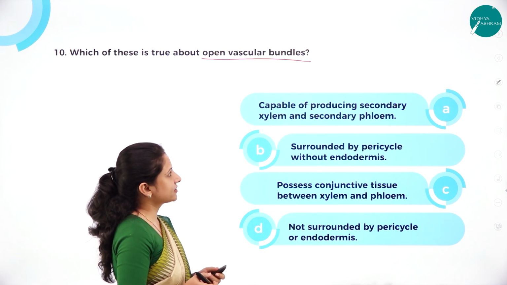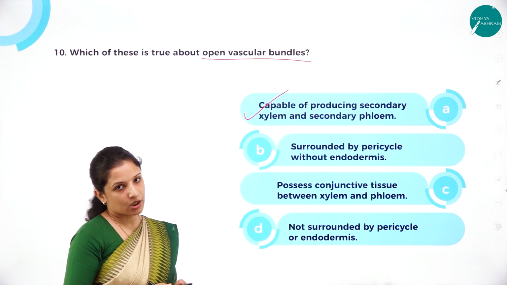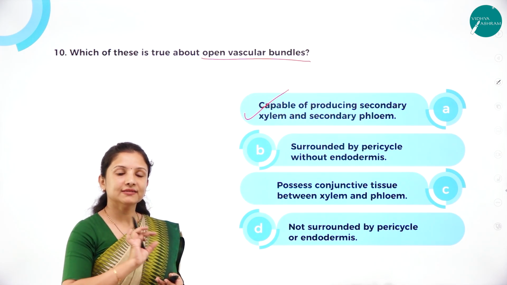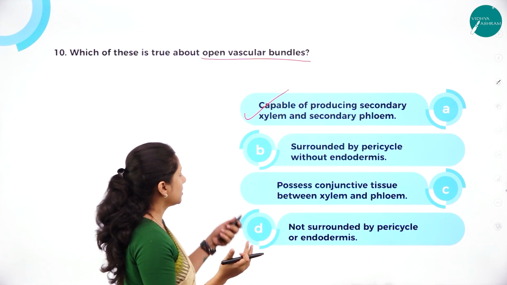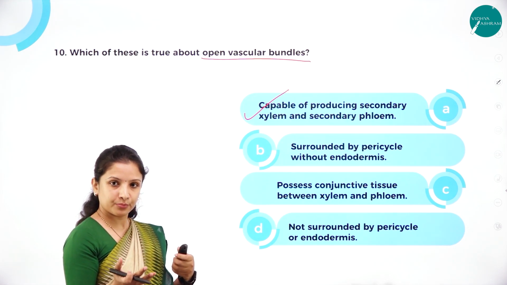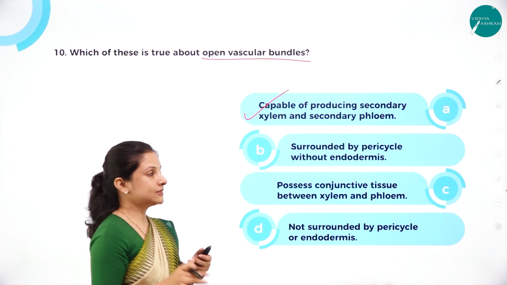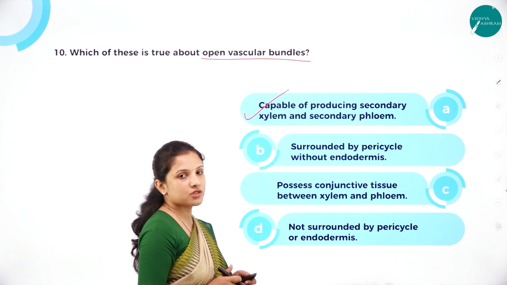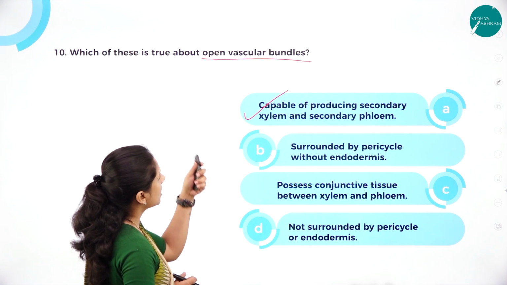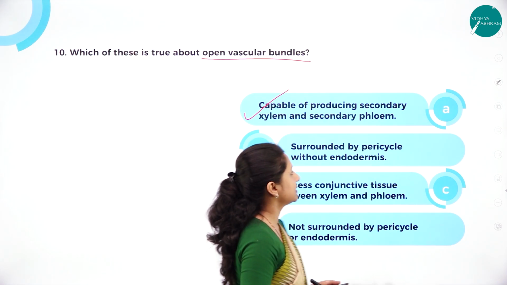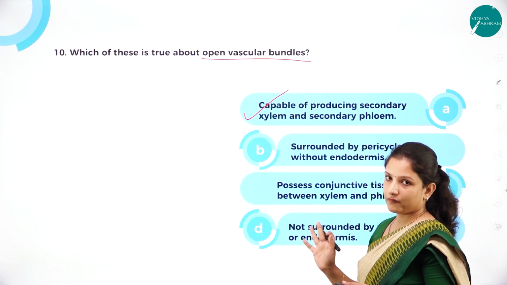Here, open vascular bundles are capable of producing secondary xylem and secondary phloem because open vascular bundles have a cambium ring, which facilitates secondary xylem and secondary phloem production. They have one patch of phloem and below that one patch of xylem. So the right option here is option A. Open conjoint vascular bundles are capable of producing secondary xylem and secondary phloem. This is true about the open conjoint vascular bundle.